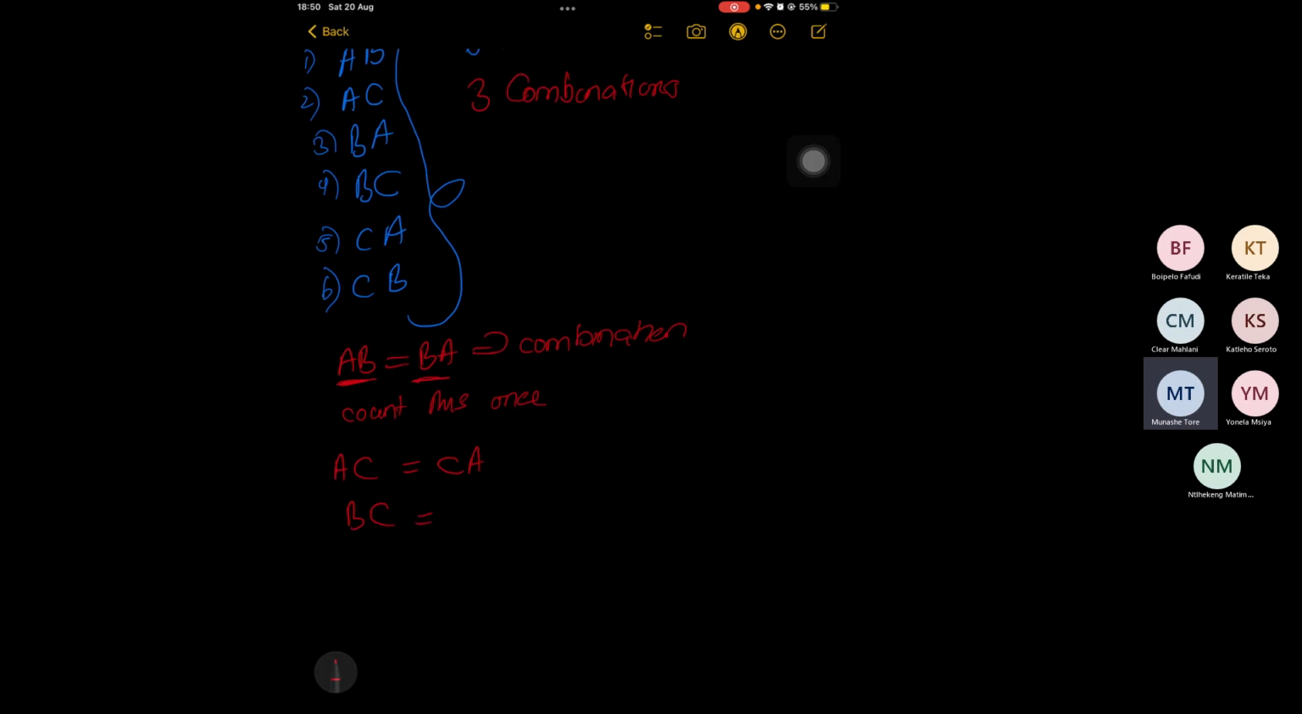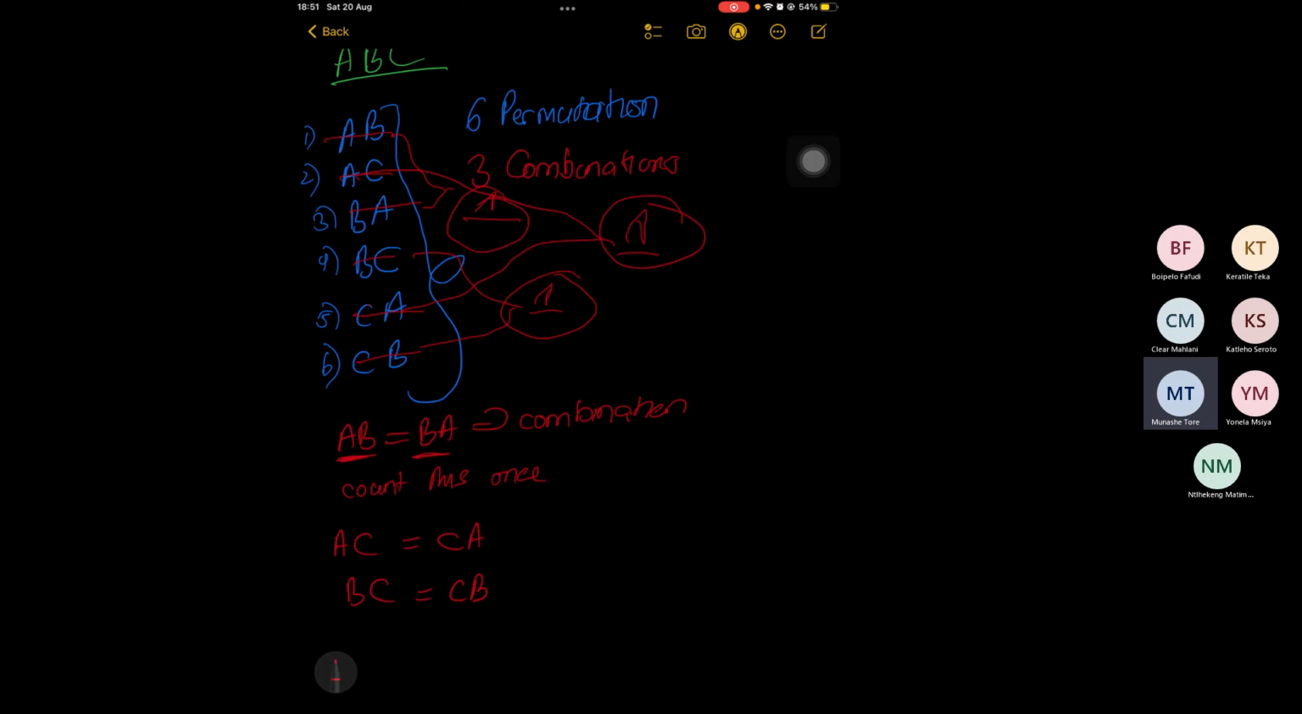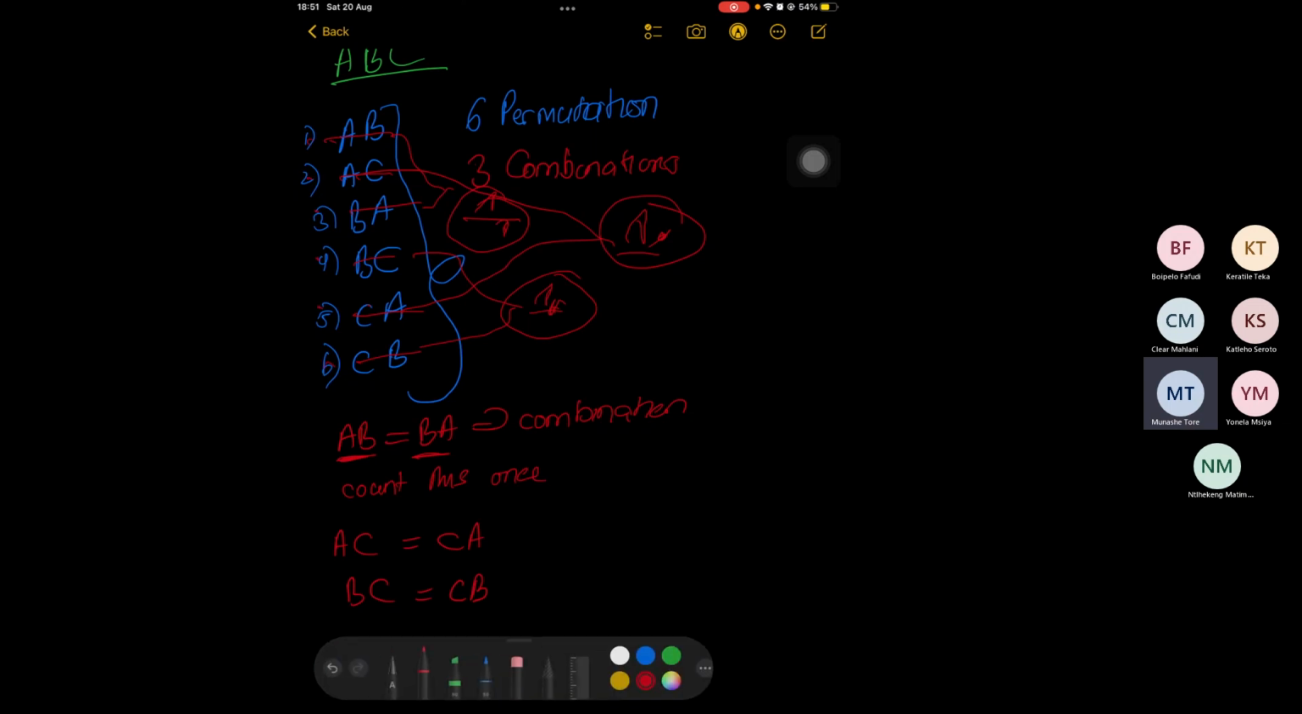BC is also the same as CB. So the moment we have this, we know we've eliminated CB and BC. This, you count as 1. Then you also have AB and BA. This, you count as 1. Then you also have AC and CA, which you count as 1 also. So hence you have 3 combinations, and 6 permutations.